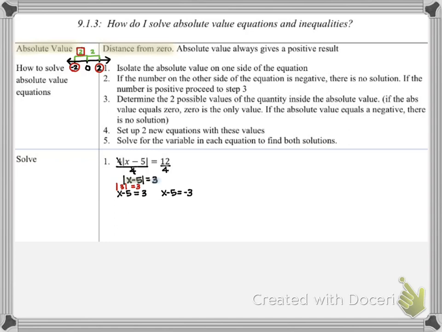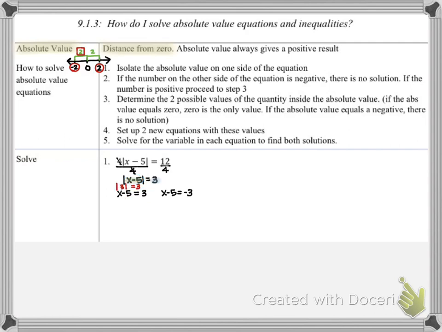Notice that what I did here was I took the inside of the bars, x minus 5, and the inside of the bars, 3, and I set them equal to each other. So the inside of the bars could be 3. So that's one way to think about this.